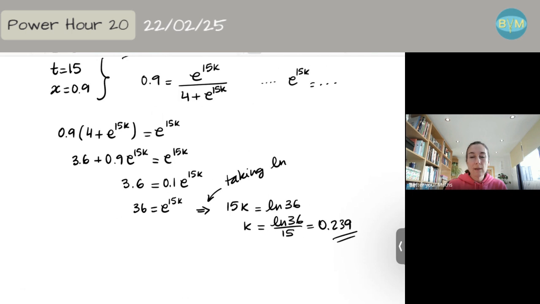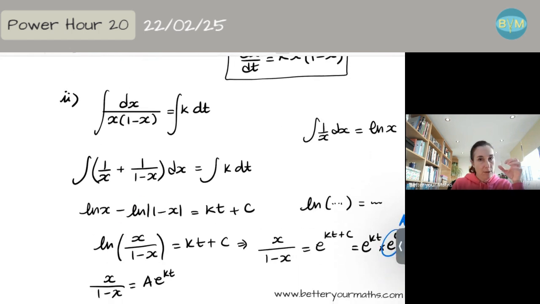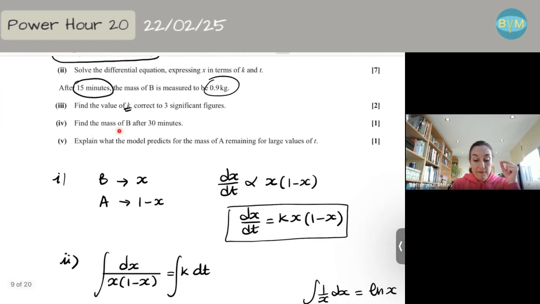You see how we are going to use a lot of logarithms and exponentials without having a topic in Year 13 about logarithms and exponentials. So you have to be able to work with exponentials and logarithms, substitute them, solve them, eliminate them, and all that. So that's our k. And then they ask, find the mass of B after 30 minutes.